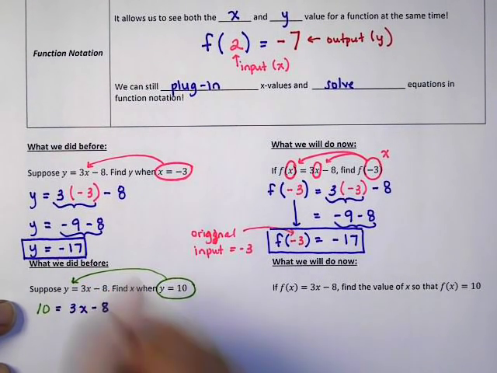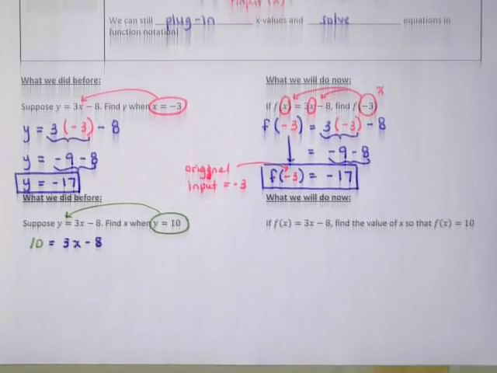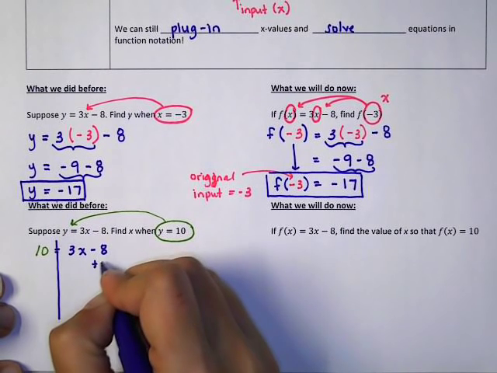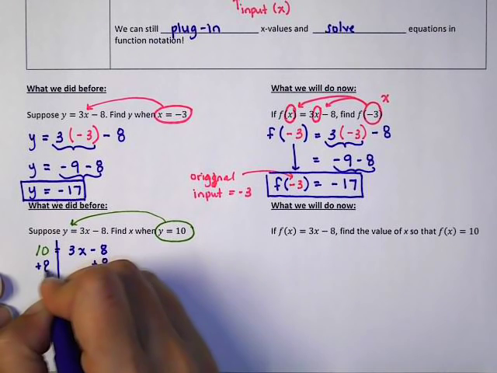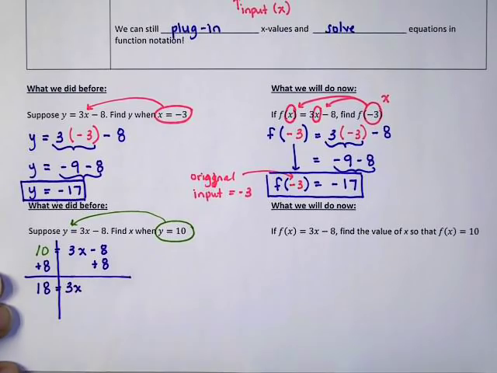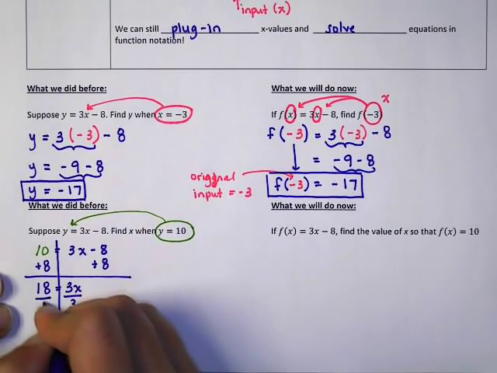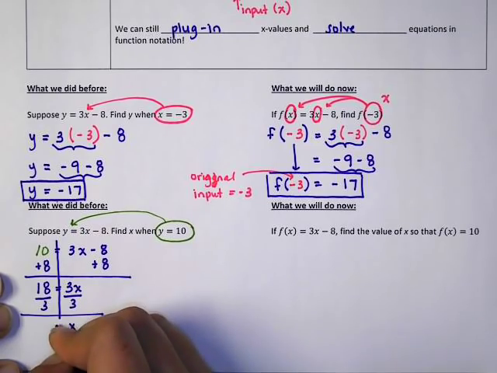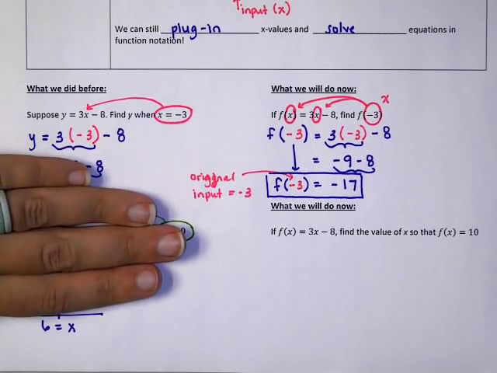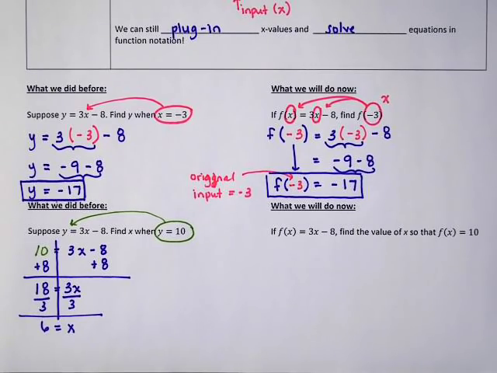3x minus 8. Now, in order to solve this, in order to find x, we would need to use our process of solving equations. So I would add the 8 on both sides. I would have 18 equals 3x. And then I would divide by 3 on both sides, and I would get x equals 6. And if I look at my final answer here, I can tell that the x value that I would need in order to get a y value of 10 would be 6. And that would be my final answer.